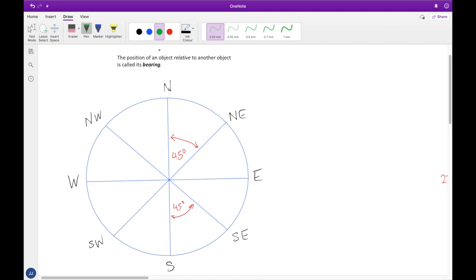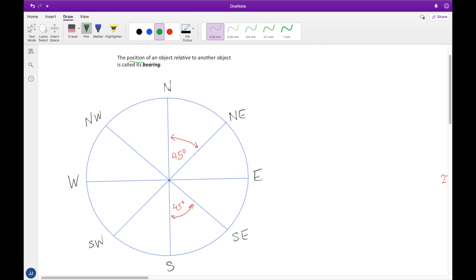Now what a bearing is: a bearing is the position of an object relative to another object. This is called a bearing, right? It's the position of something relative to something else. So when we talk about position now, we're basically talking about degrees, we're talking about direction.